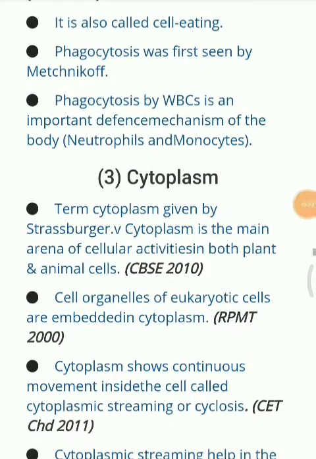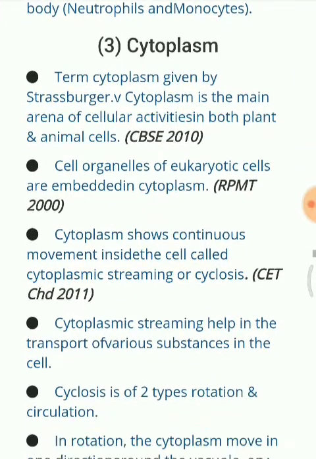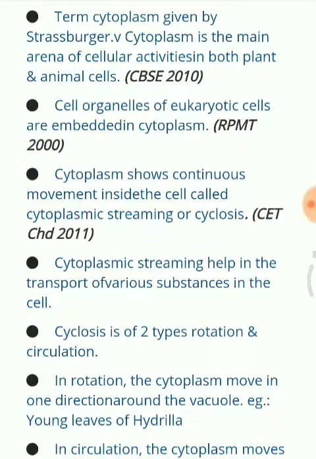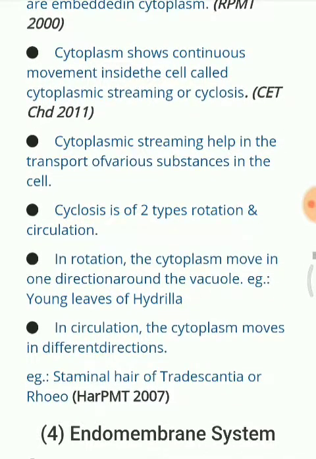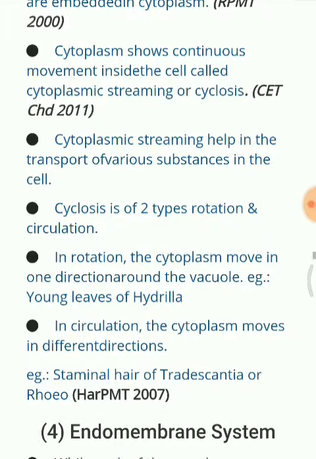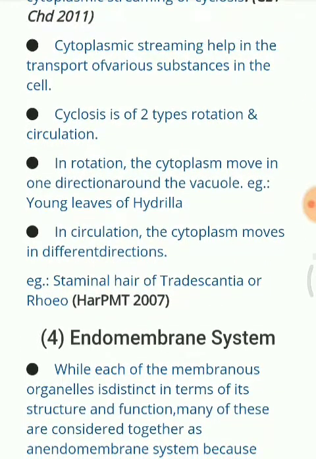Cytoplasm. The term cytoplasm was coined by Strasburger. Cytoplasm is the main arena of cellular activities in both plant and animal cells. Cell organelles of eukaryotic cells are embedded in the cytoplasm. Cytoplasm shows continuous movements inside the cell called cytoplasmic streaming or cyclosis. Cytoplasmic streaming helps in the transport of various substances into the cell. Cyclosis is of two types: rotation and circulation. In rotation, the cytoplasm moves in one direction around the vacuole, example young leaves of Hydrilla. In circulation, the cytoplasm moves in different directions, example staminal hair of Tradescantia or Rhoeo.